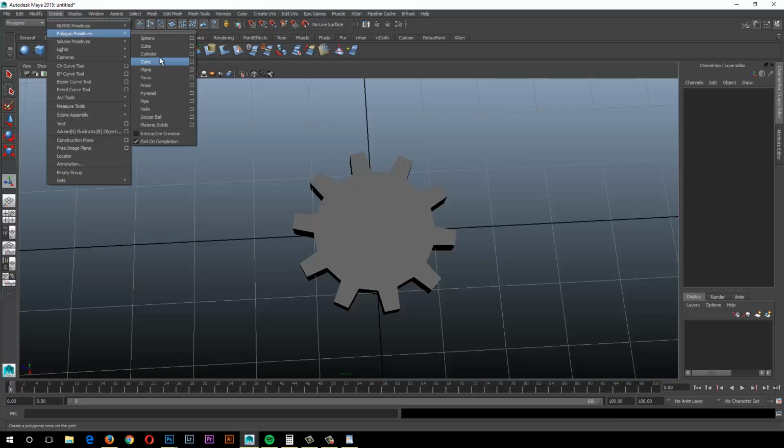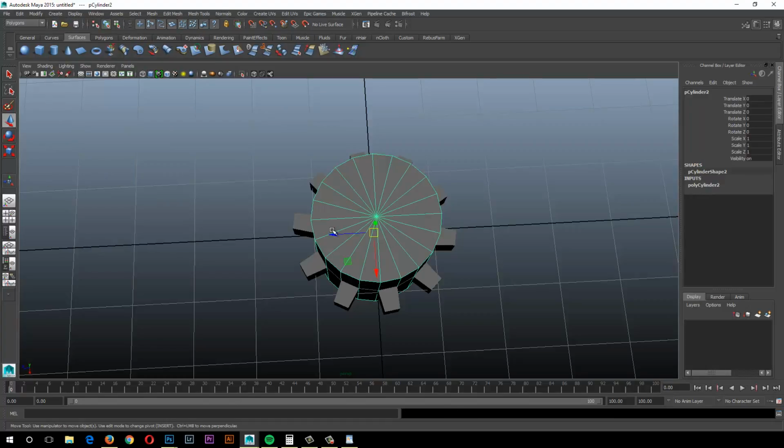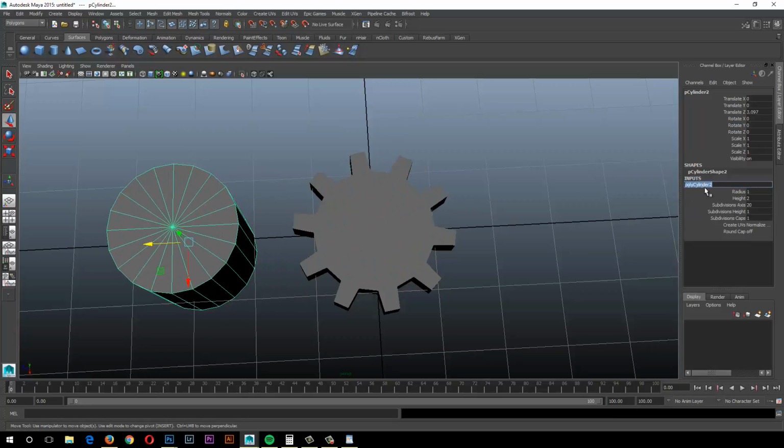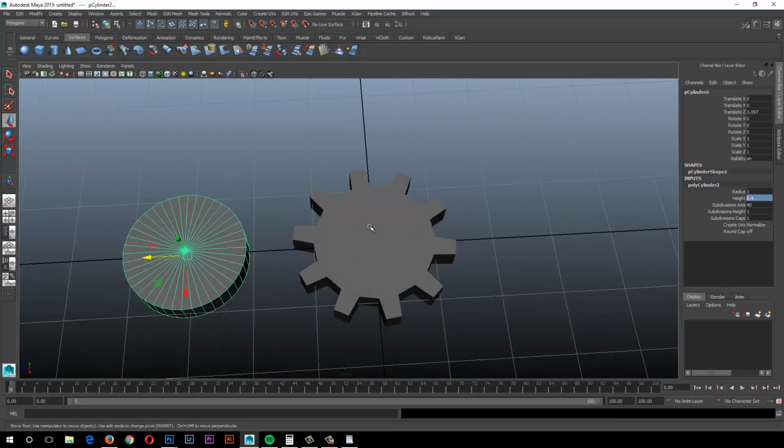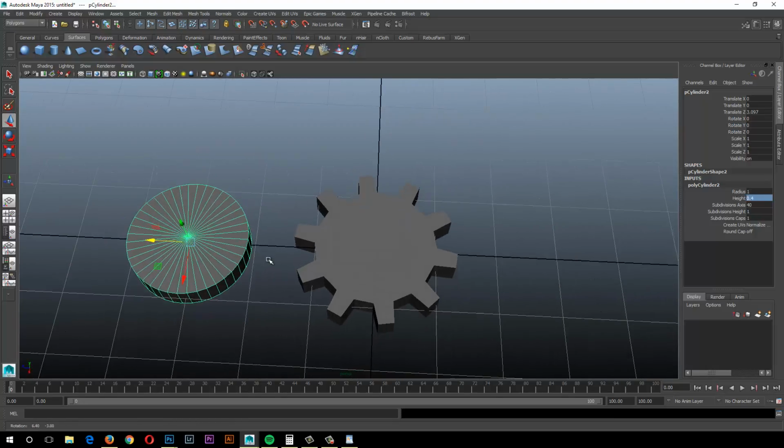So I'm going to go ahead and make another cylinder. I'm going to pull it off the side here, and to double the teeth, I'm just going to double the subdivisions. I'll turn my height back to 0.4 again, so it's the same height. But now I need to figure out what the circumference is to keep the width of those faces the same, or my radius more so. So for that, we have to do some basic math.